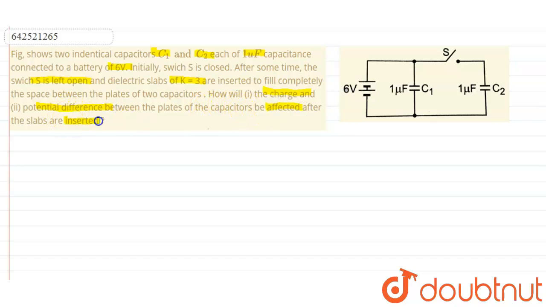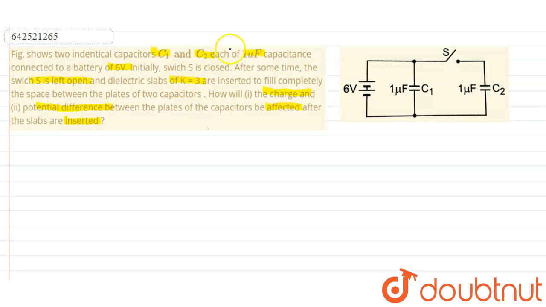Our question is, how will the charge and the potential difference between the plates of the capacitors be affected after the slabs are inserted? So dear students, you can see here we have been given a diagram where C1 and C2 are capacitors of 1 microfarad each, connected in parallel with a battery of 6 volt. Initially the switch S was closed, and after some time the switch S is opened, and the two dielectric slabs with dielectric constant K equal to 3 are inserted between the plates of C1 and C2. What will be the final charge on these two capacitors after the slab is inserted, and what will be the potential difference between the plates of these two capacitors? So let us solve this question now.